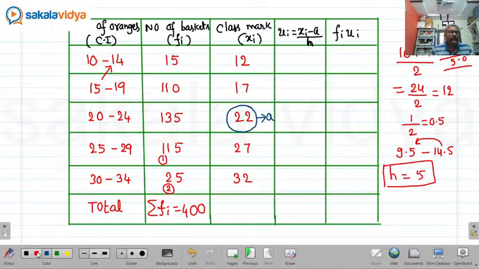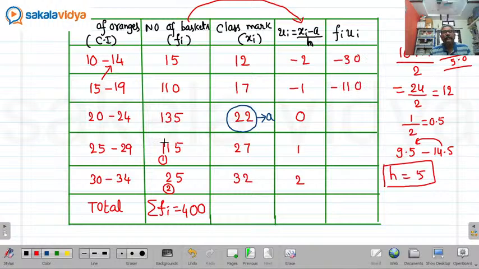So now we will write, corresponding to this assumed mean, you put 0. Here 1, here 2, write down -1 and -2, and Fi into Ui you need to do. Product of 15 into -2 is -30, this is -110, 135 into 0 is 0, 115 into 1 is 115, 25 into 2 is 50.